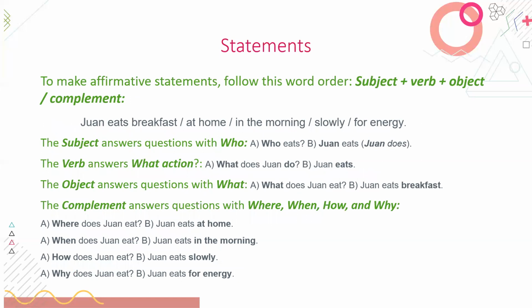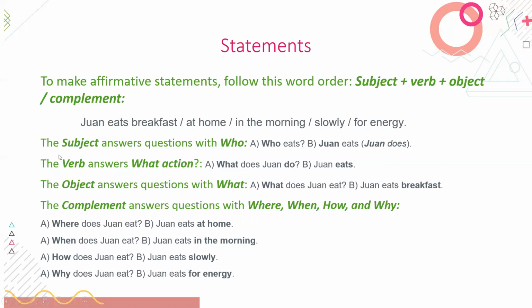Statements. To make affirmative statements or sentences, follow this word order: subject plus verb plus object plus complement. Juan eats breakfast. Juan eats breakfast at home. Juan eats breakfast at home in the morning, slowly, for energy. Notice that I can choose different complements to complete the sentence. Juan eats breakfast slowly, or Juan eats breakfast for energy.